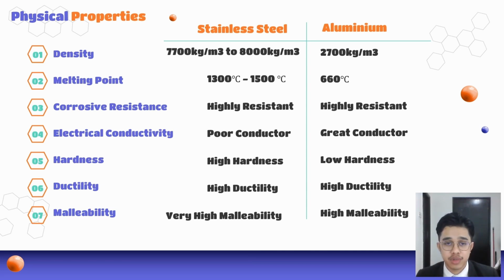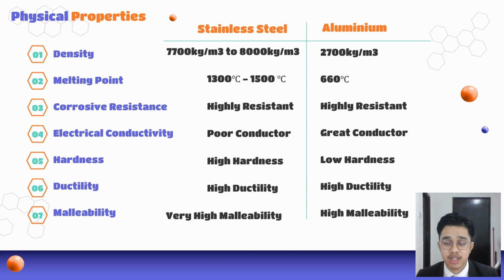So next we go to the corrosion resistance for stainless steel. Stainless steel is considered highly resistant to corrosion because the presence of chromium and other alloying elements react with oxygen to form a protective oxide layer on the surface of the metal. Aluminium is also highly resistant to corrosion because aluminium quickly develops a layer of aluminium oxide on its surface when it comes into contact with air. This layer is highly effective in preventing corrosion.